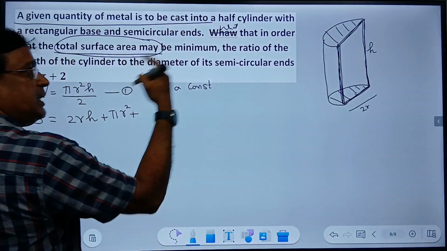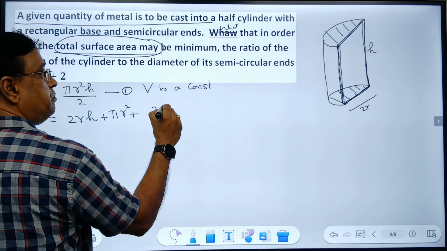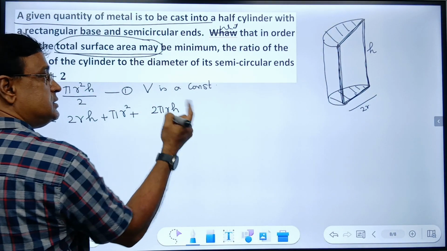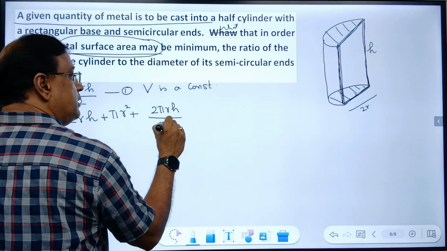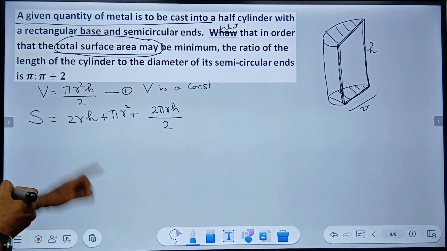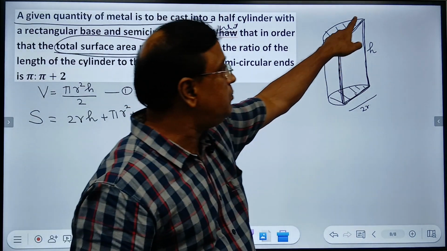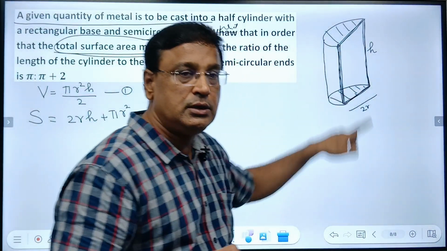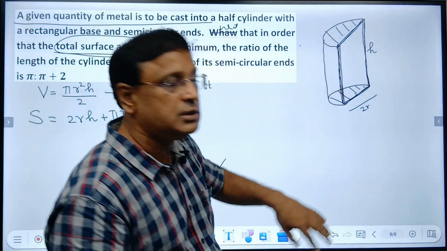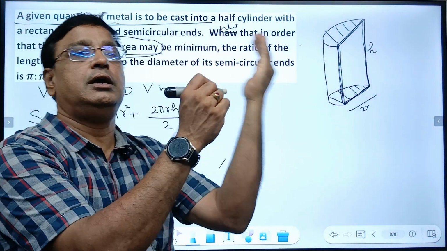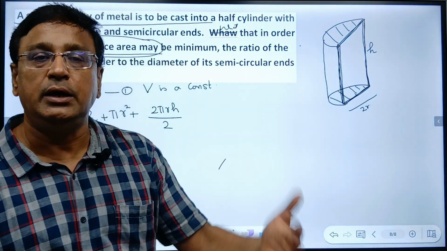So what is the CSA of a cylinder? 2 pi r h. Since it's a half cylinder, you have to divide it by 2. I hope you understand this equation. First, the rectangular portion, that is 2r into h. Then the semicircular portion, that is pi r square. Then the curved surface area, that is 2 pi r h by 2.